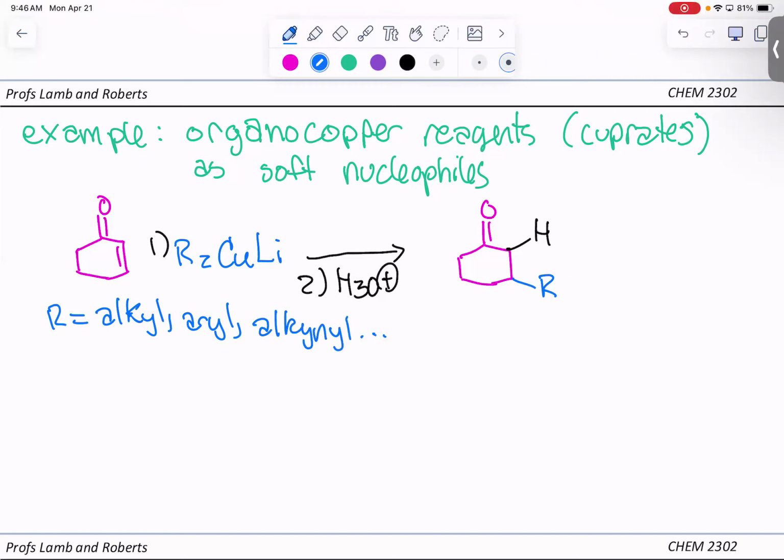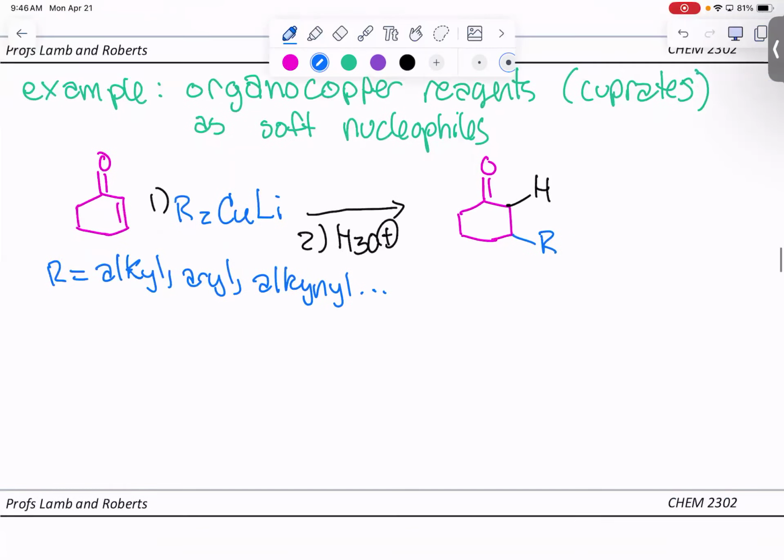Okay, so these have a lithium in it, and it's a metal copper bond. So why can these be soft nucleophiles? All right, the reason is that copper is going to have our methyl groups bound to it. And sorry, it's a copper 1 reagent, not copper 2. So it's a copper reagent, it has a negative charge on it, and our lithium is the counterion.